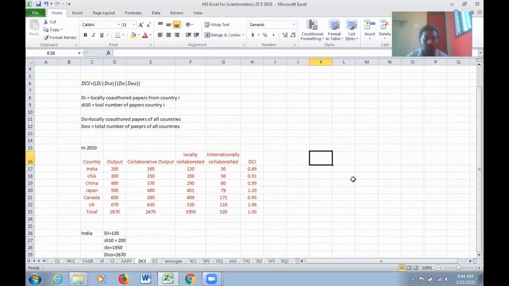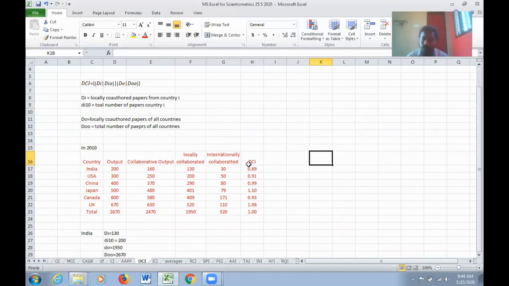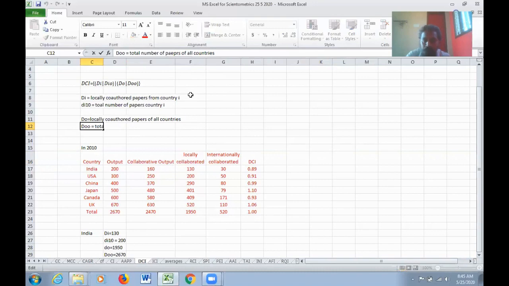Let me see how to calculate this domestic collaboration index for countries. The same formula you can use for calculating domestic collaboration index of authors also. The formula says that there are two components as usual. Locally co-authored papers from a country divided by total number of papers of the country. This is one portion. Another portion is locally co-authored papers of all countries divided by total number of papers of all countries. If you find the ratio between these two, that is the domestic collaboration index.